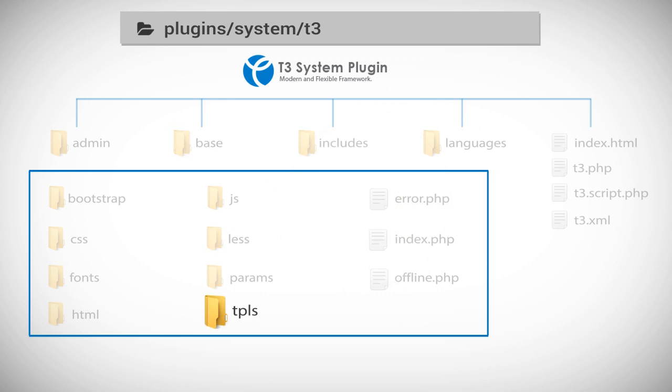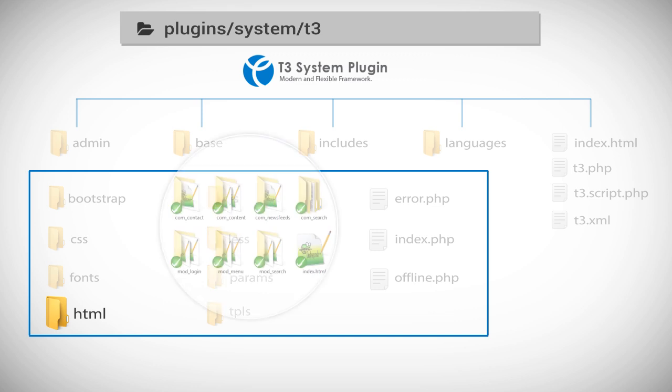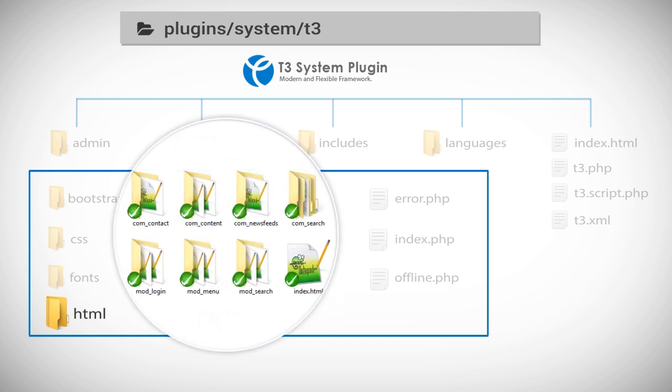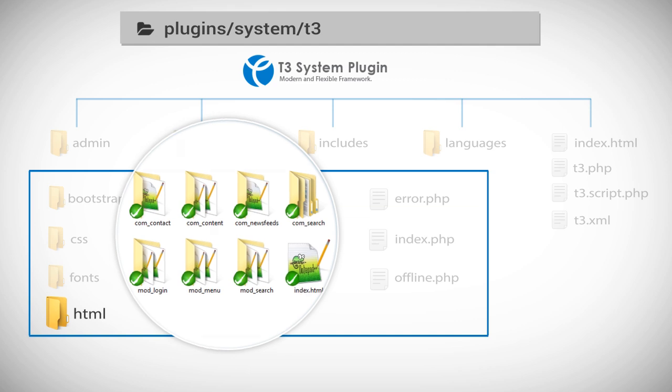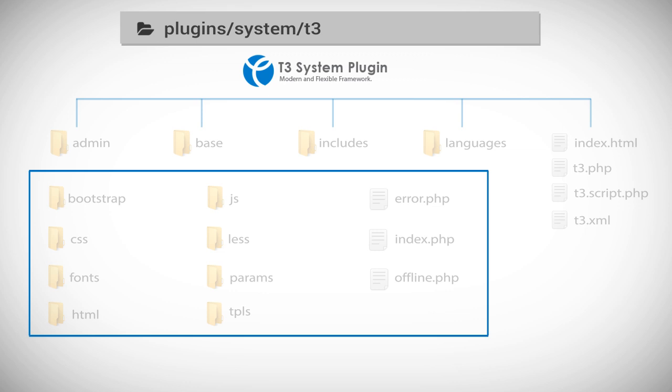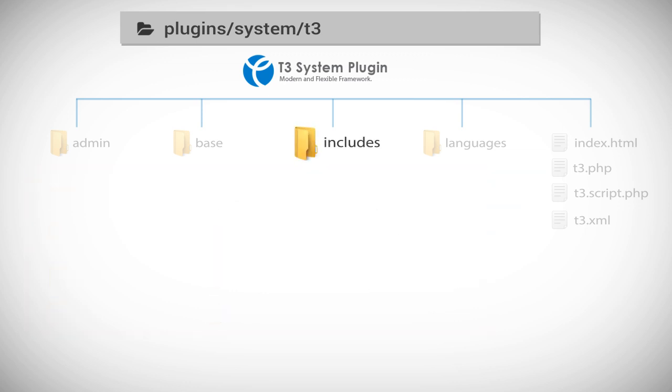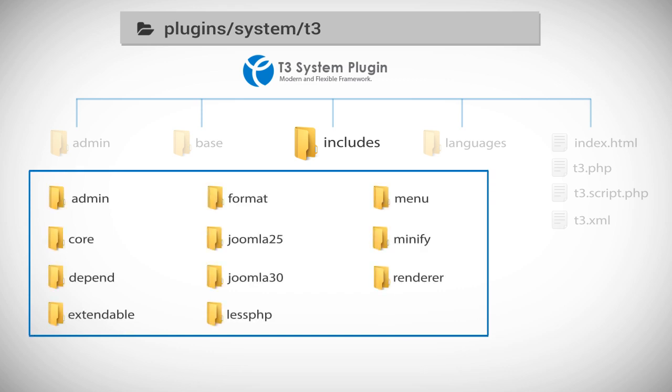The TPLS folder includes layout and block files for the base theme in T3. Once inside the folder HTML, you can see there are many folders of modules and components. These are the override folders of the extensions in the template. So everything inside the base can be overridden in the template. Next, the includes folder has the main code to perform the functionality of the framework, like compiling less to CSS, the CSS files original, and many more.